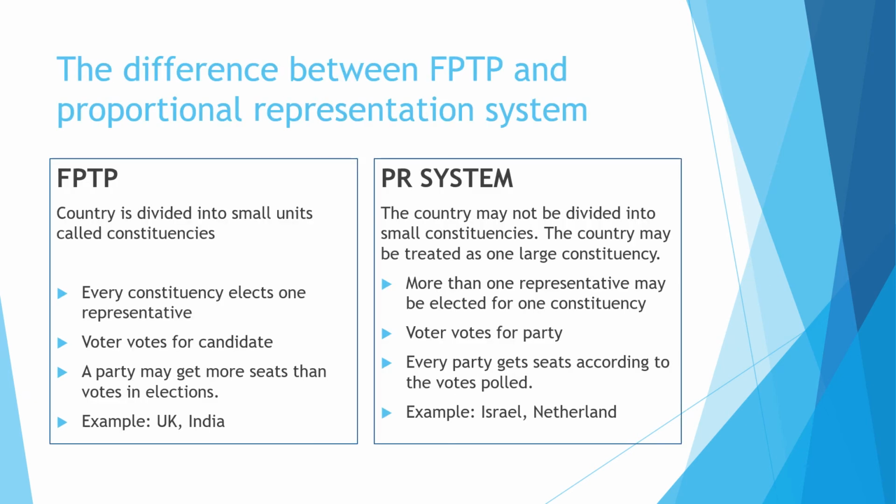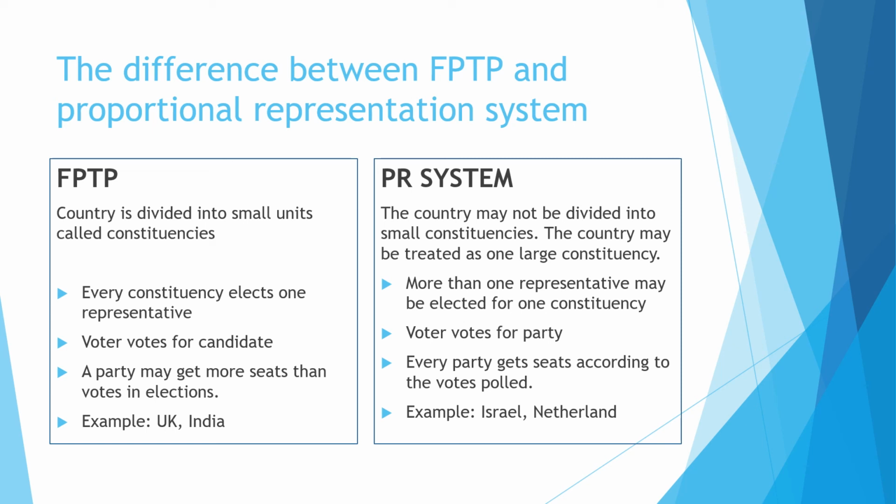So now we will understand the difference between the FPTP and PR systems. Beta, the FPTP system is more suitable in big countries, while the PR system is more suitable to small countries. In FPTP, the country is divided into small units called constituencies, while in the PR system, the country may not be divided into small constituencies, but may be treated as one large constituency. Second point, in FPTP every constituency elects one representative, and in the PR system, more than one representative may be elected for one constituency, as I have told you.